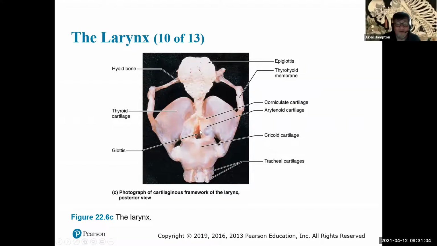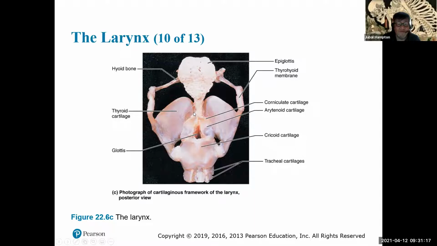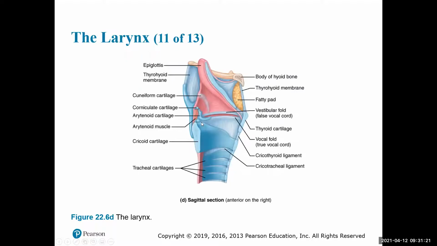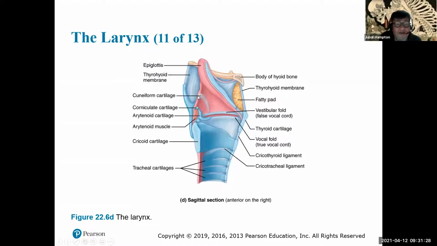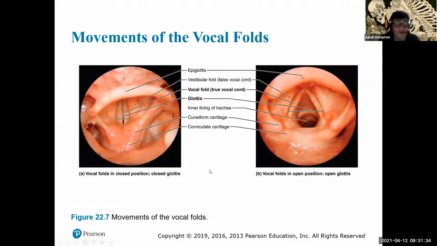So here's our arytenoid cartilage, our corniculate cartilage, and then our cuneiforms are right here. They look like a little piece of corn right in there almost. So here's our cuneiform here. Here's our epiglottis and our trachea. All right, moving right along.